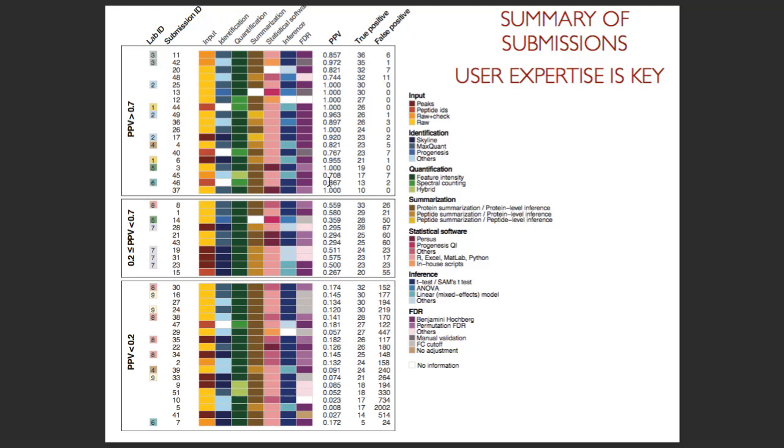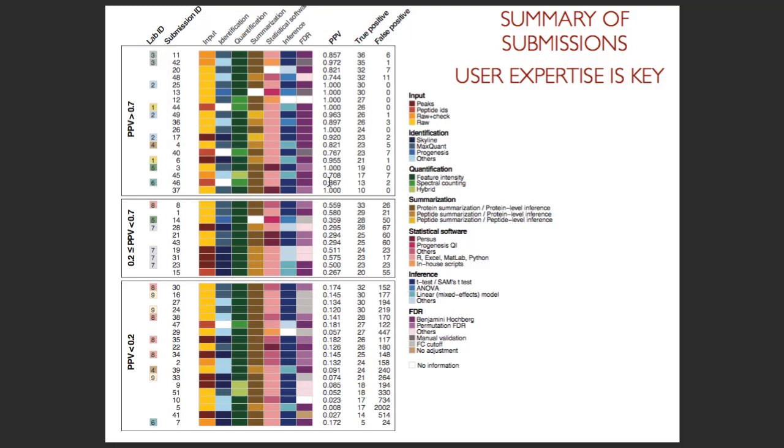In fact, we realized that we didn't want to be too prescriptive and ask for very specific details. What we found was that some people just say something like "in-house scripts," which can be pretty much anything, or they say just "R." But sometimes they would say, I don't know, Proteome Discoverer, or some other tool like Perseus.